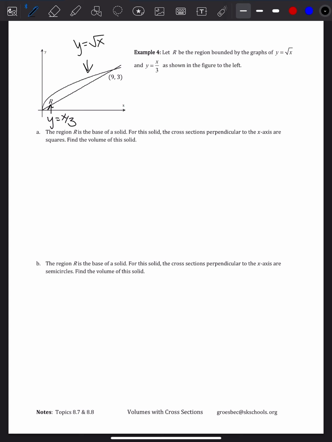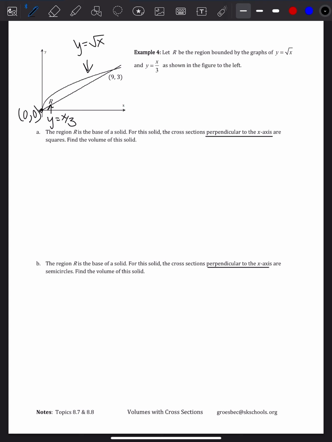The other thing that I know is that this point right here is (0, 0). The other point is (9, 3). The only thing that we care about right now, and has been, is the x values. So what we need to make sure is that when we read these problems, if it says perpendicular to the x-axis, then I want the x values. If it said perpendicular to the y-axis, I want to look at the y values. So I have perpendicular to the x-axis in both of these.